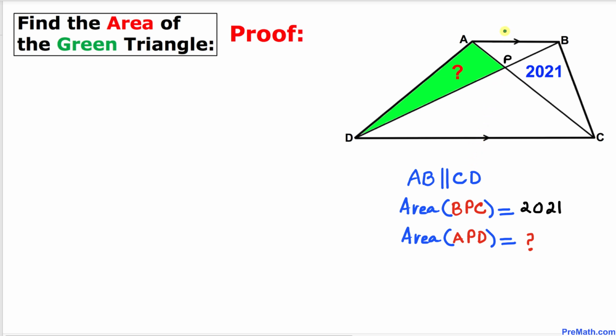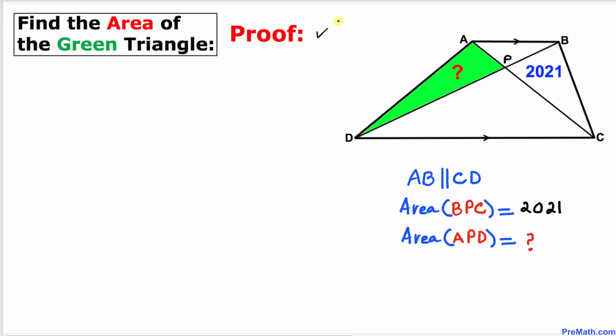In this tutorial, we have this trapezoid ABCD, as you can see in this figure, such that line segment AB is parallel to line segment CD, and moreover the area of triangle BPC is given to us as 2021. Now we are going to calculate the area of this green triangle APD.